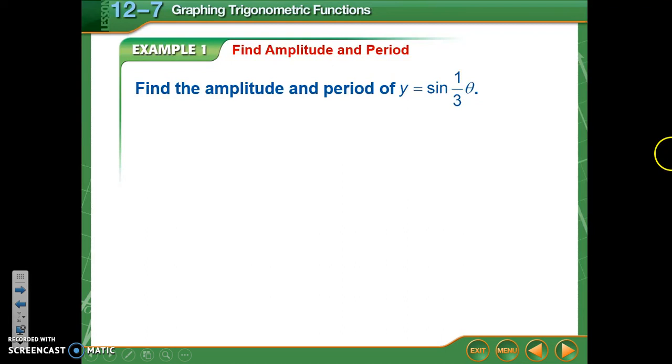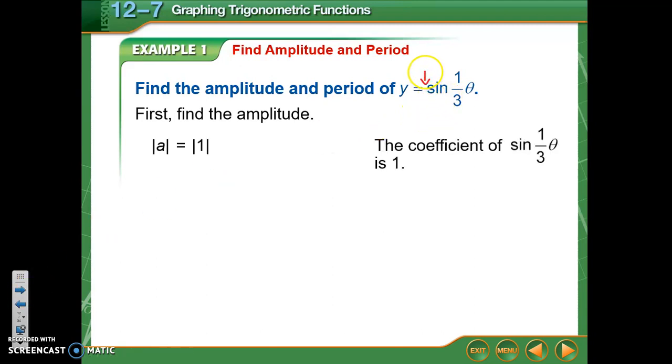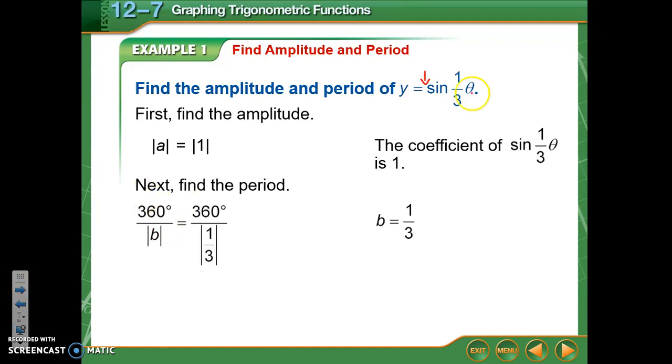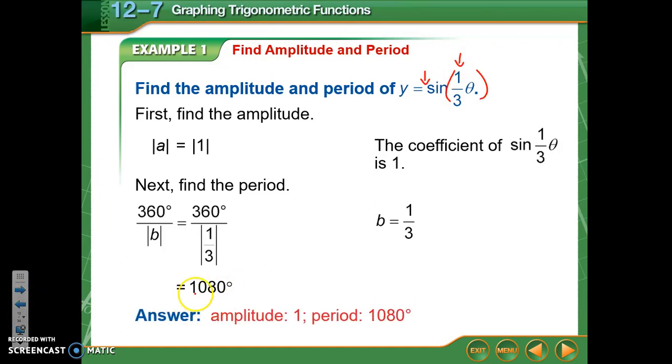All right, so let's practice finding those two things for this function, y equals the sine of 1/3 theta. First we'll look for the amplitude. My a value here is 1 times the sine, so my amplitude is just 1, and I haven't changed the height of my function. Now for the period, I do 360 degrees divided by b. b is the value that's being multiplied by theta inside of my sine function. So I do 360 degrees divided by 1/3, which is the same as multiplying by 3. So the new period of my function is 1080 degrees. That means it will take 1080 degrees to do one full pattern of the sine function.